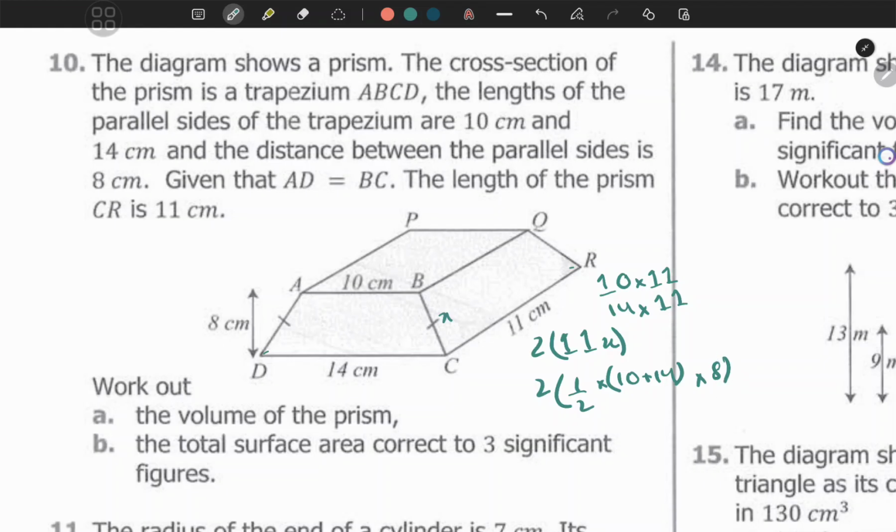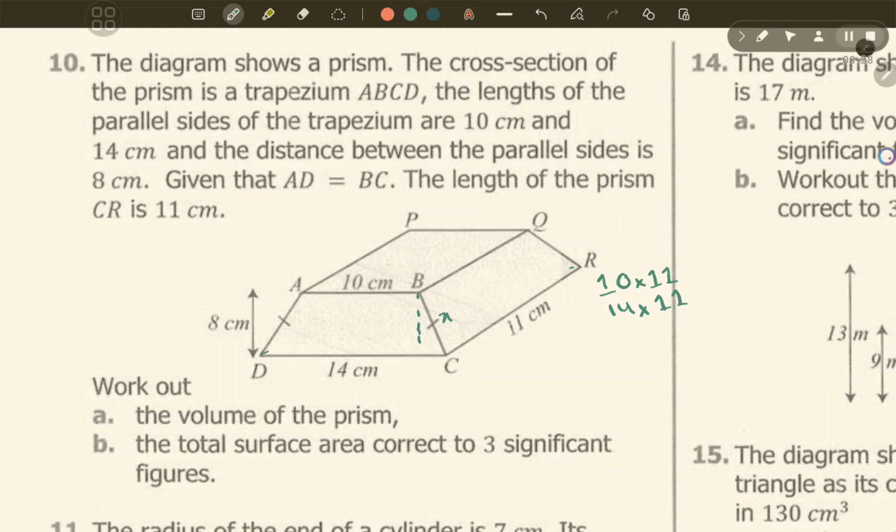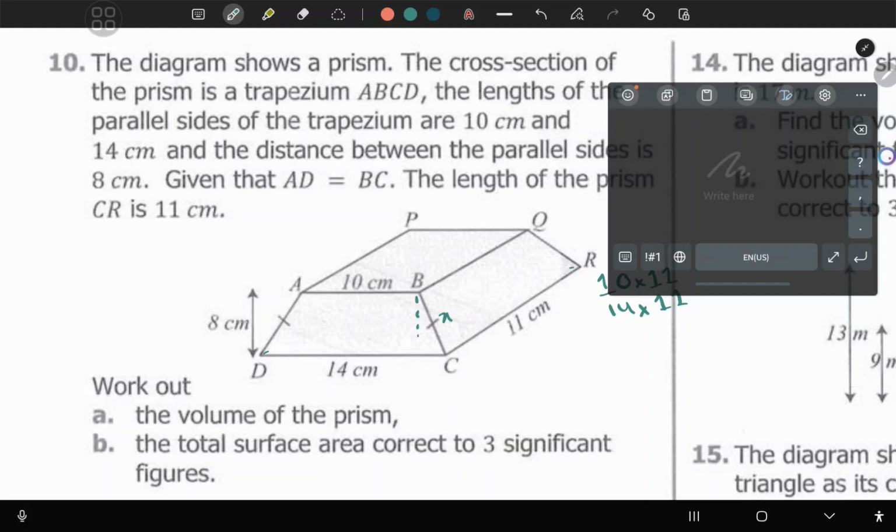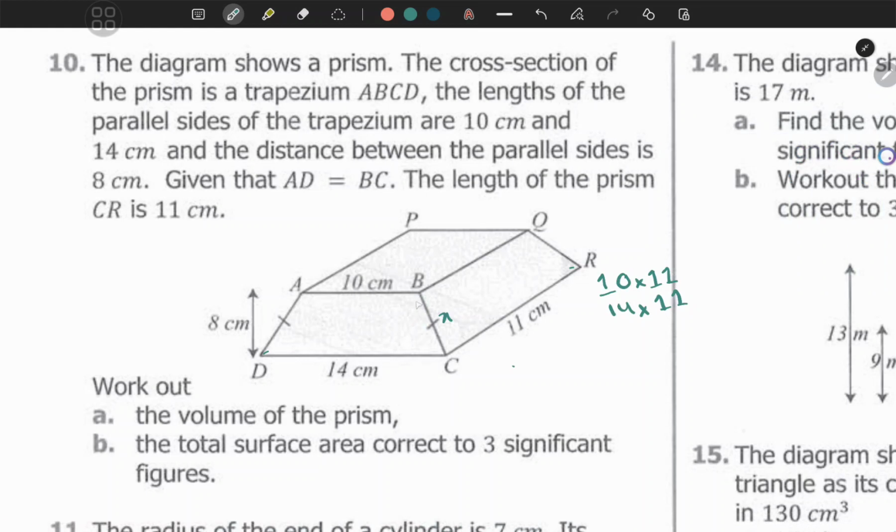Now, how do we find this length x? Again, we'll be using Pythagoras theorem. Right, when we have this, so we have 8 here, and then we can see that 10 is here, and these two are equal, so therefore these two lengths are equal, so this would be 2 and this would be 2, because we have a difference of 4 which will be divided on both sides. So we have 2 and 8, right?